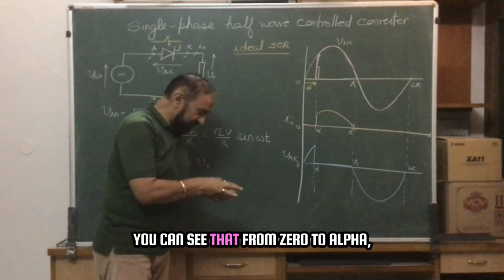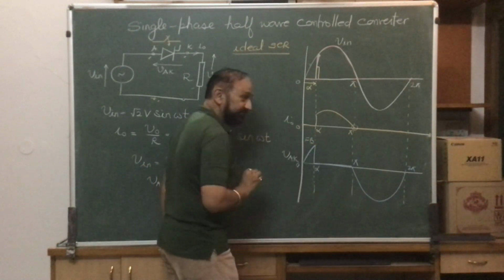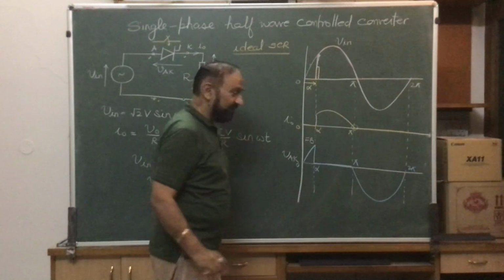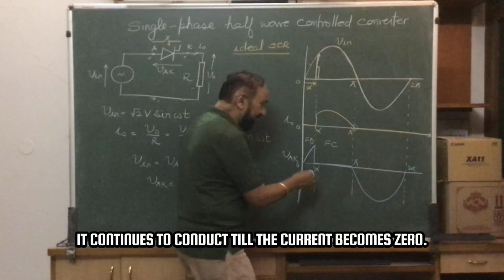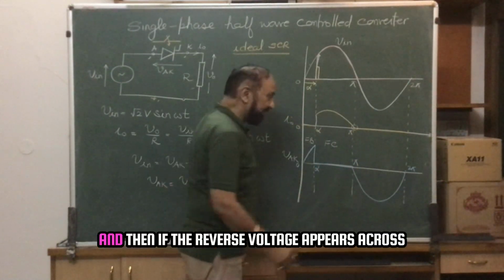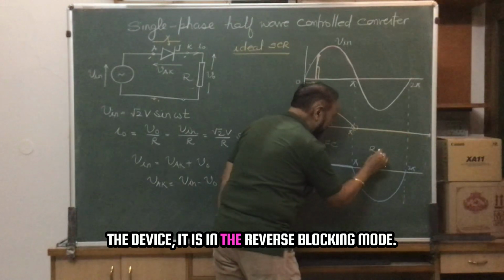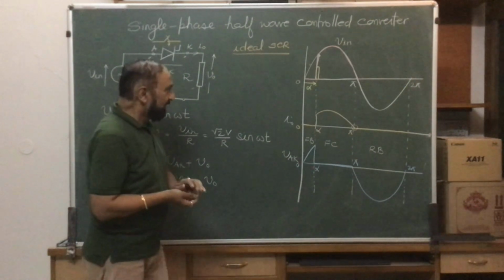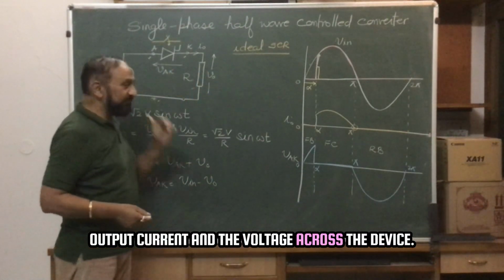You can see that from 0 to alpha, the thyristor is in the forward blocking mode. It is triggered by giving a short duration pulse. Thyristor goes into forward conduction mode. It continues to conduct till the current becomes 0, and then the reverse voltage appears across the device. It is in the reverse blocking mode. This is how you can draw the output voltage, output current and the voltage across the device.